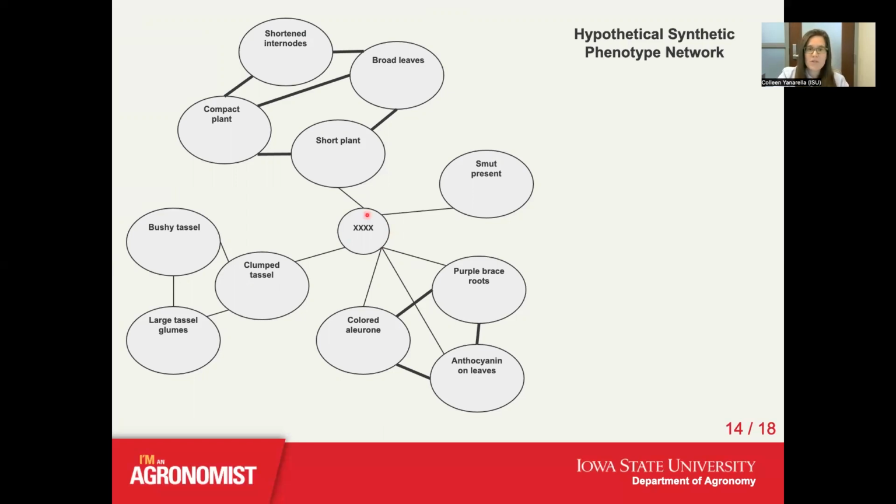And we'll perform thresholding to determine what a synthetic phenotype is. So synthetic phenotype 1 is short internodes, broad leaves, short leaves, compact plant. And these nodes all mean short plant. And synthetic phenotype 2 would be colored aleurone, purple brace roots, and anthocyanin on leaves. And these have something to do with purple or pigmented plants. And bushy tassels, large tassel glumes, and clump tassels would not have been above the threshold to be considered a synthetic phenotype.